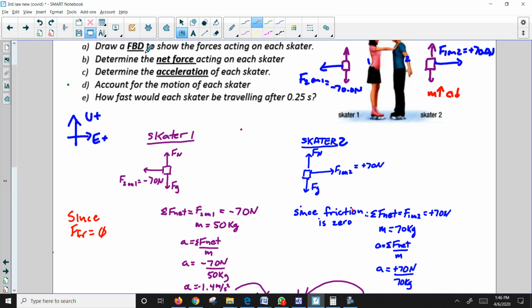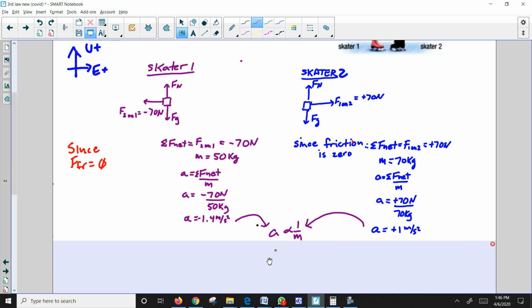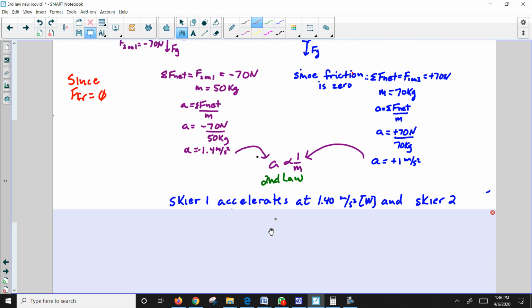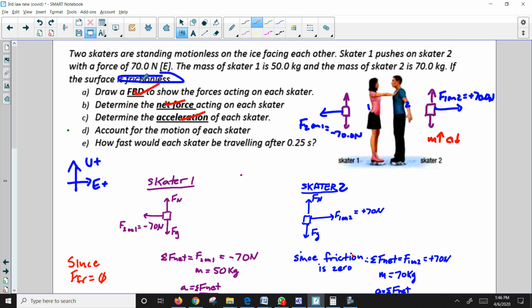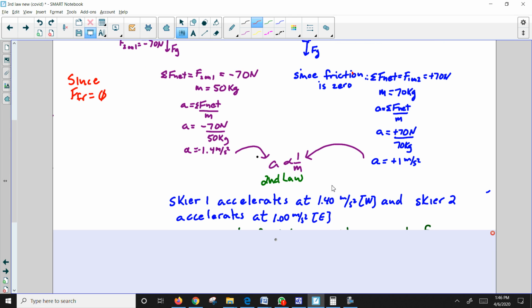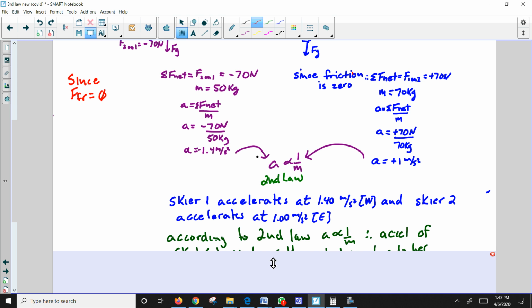So what we've done is we've drawn a free body diagram, we've done the net force, we've even calculated the acceleration. Now it's time to write down some therefore statements. One thing you should do is always be careful with significant digits. So we're going to go back up here and see that we have 3 significant digits in all of my givens here. So my statements are going to reflect that. Skater 1 accelerates at 1.40 meters per second squared to the west. And the other skater accelerates at 1.00 meters per second squared towards the east. Remember, keep those significant digits there and include the direction.